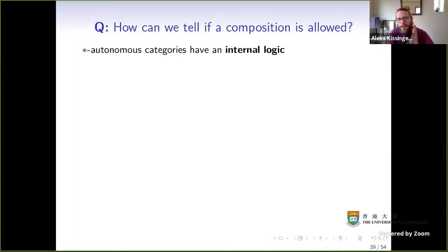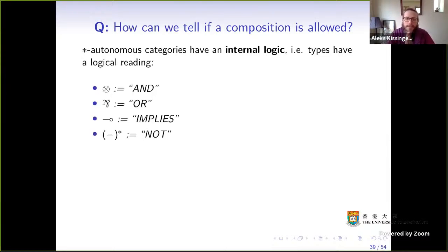Okay, and star autonomous categories actually give us something that allow us to rule out these nonsensical situations. They come with something called an internal logic. Okay, so how does this work? Well, the types of this category have a logical reading. Okay, and I've already been using these kinds of logical words, but now I'm going to start using them a lot more. So I can read the tensor as and, I can read the par as or, I can read this kind of funny map, this is sometimes called the lollipop, I can read that as implies. And I can read the star as not.